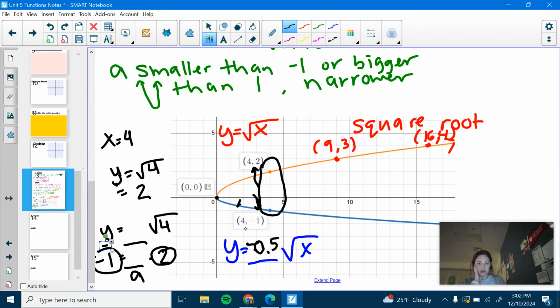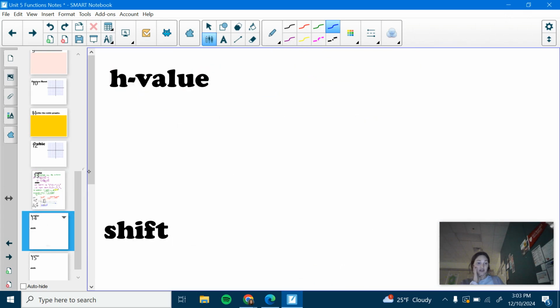0.5. Okay, so here is my new function to describe this blue line here, all right? So my transformation was that my A value became negative. All right, now we're going to look at our H value.